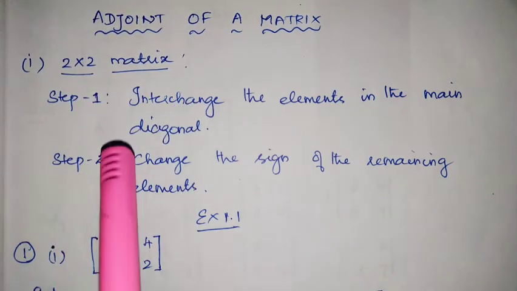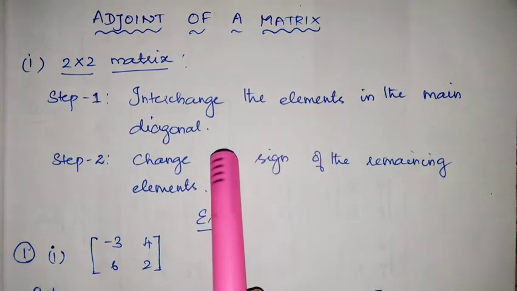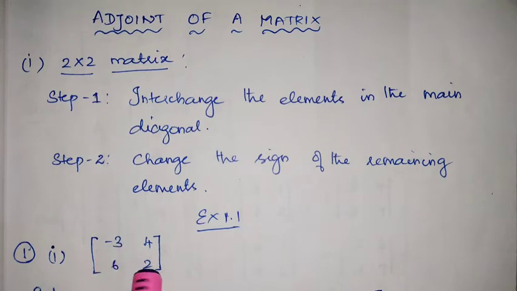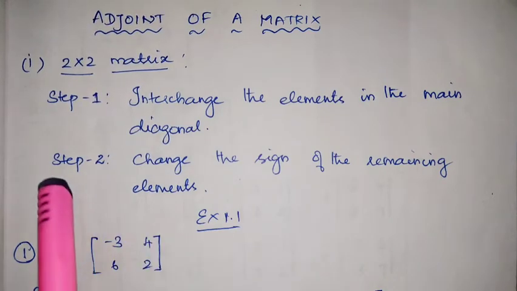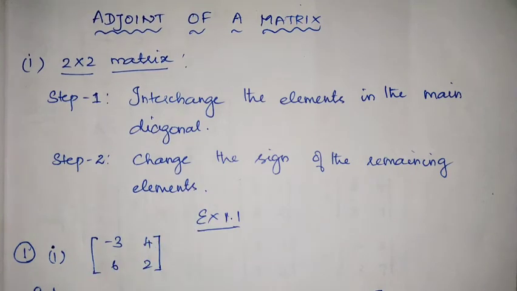I'll say it again. Step 1, you have to interchange the elements in the main diagonal. So these two elements are to be interchanged. Then step 2, you have to change the sign of the other two elements.